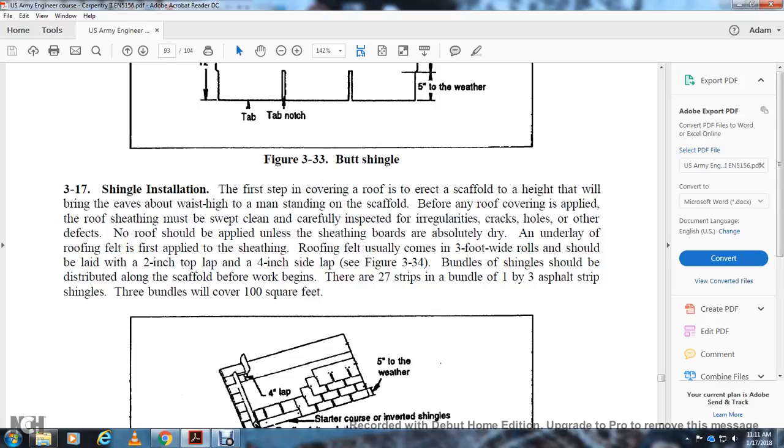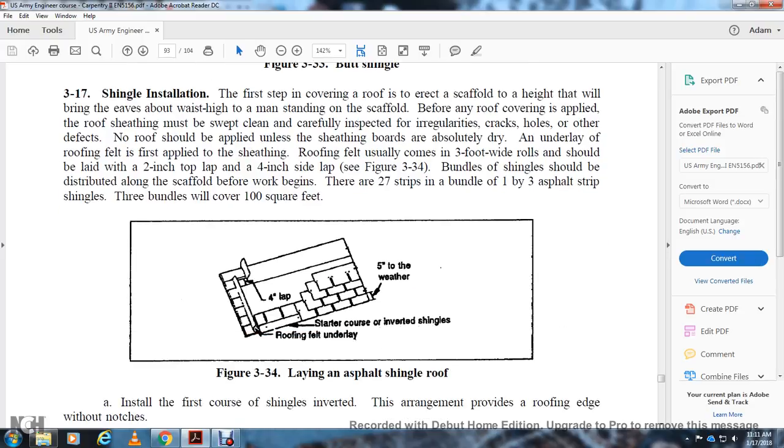The bundles of shingles should be distributed along the scaffold before working. There are 27 strips in a bundle of 1x3 asphalt strip shingles. These bundles will cover 100 square feet. Figure 334 shows the laying of the asphalt shingles, 4-inch lap, 5-inch to the weather, roofing felt underlay, starting course of the inverted shingles.